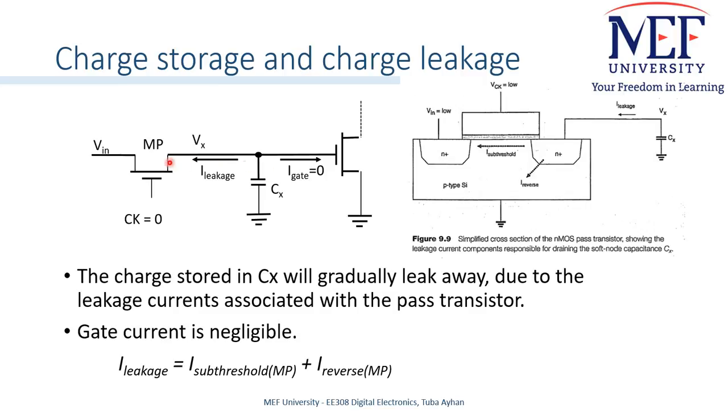We see that the leakage current responsible for draining the soft node capacitance over time has two main components, namely the subthreshold channel current and the reverse conduction current of the drain substrate junction. We need to look at the transistor model. So we have this leakage current. It can go through the channel, so subthreshold current, or it can go to the bulk in reverse direction.